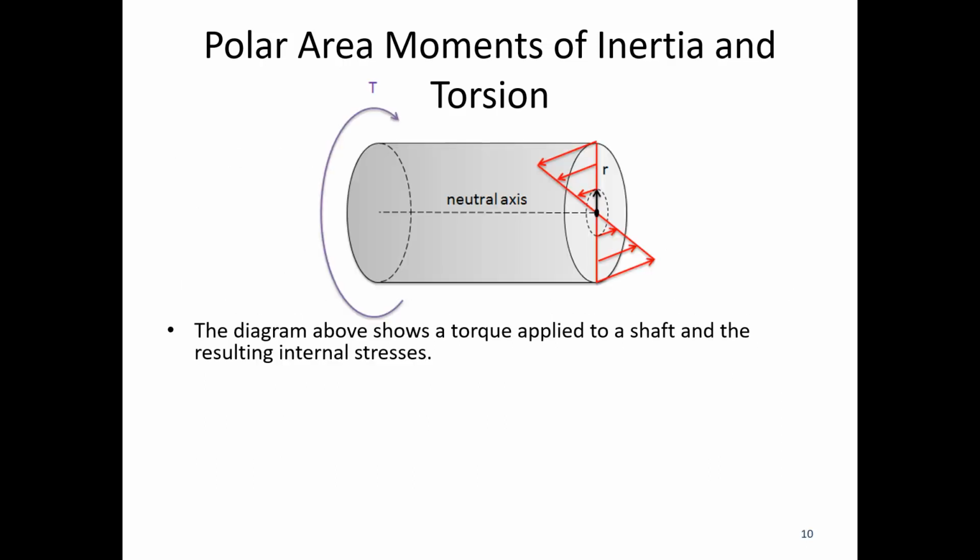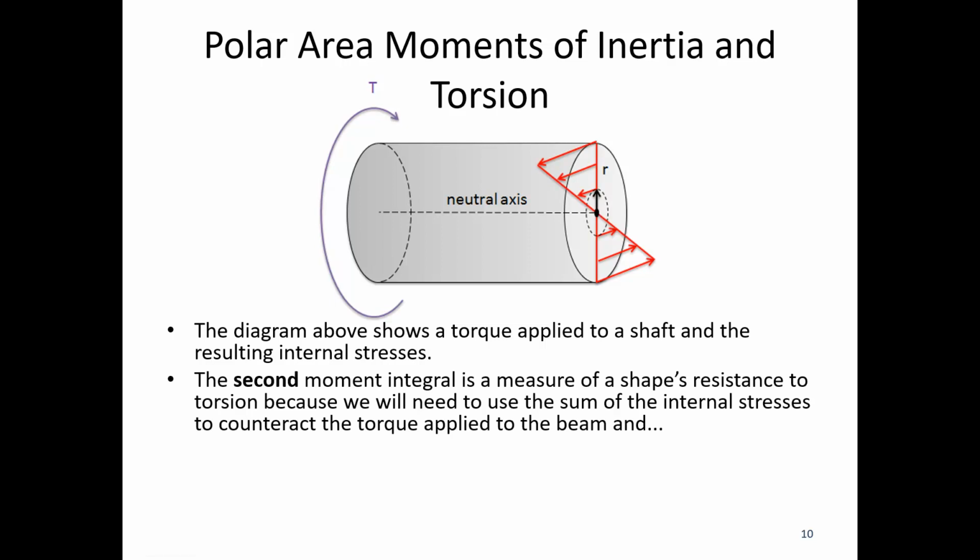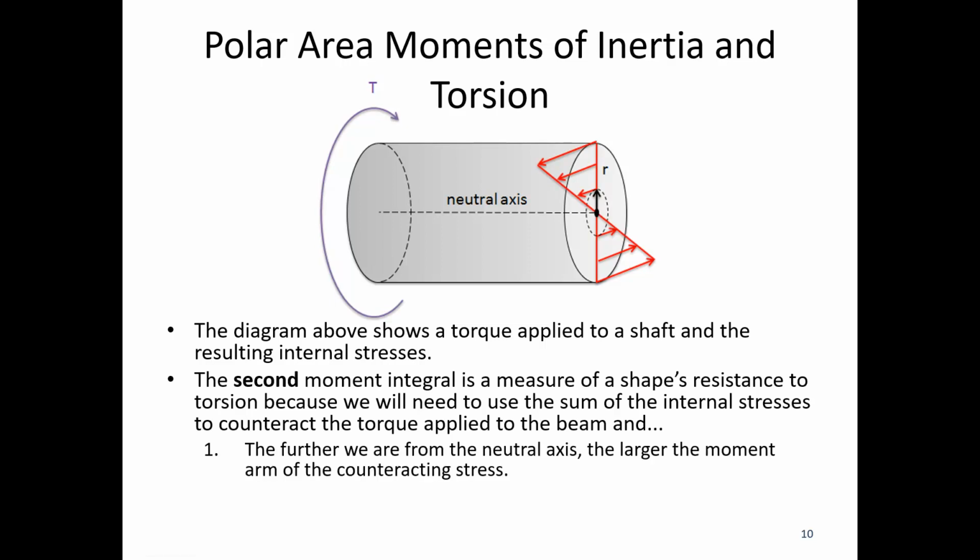All right, so this is a diagram. Here we've got a torque applied to one side, and this is, again, the internal stresses we would see in our system. It's the same kind of deal with bending, where we have the second moment integral because as we move out from the center, the further we move out from the neutral axis, the larger the moment arm counteracting the stresses, but also the stresses themselves go up linearly. So that is why we have distance and then distance again. Distance squared is going to be important for my resistance to torsion.